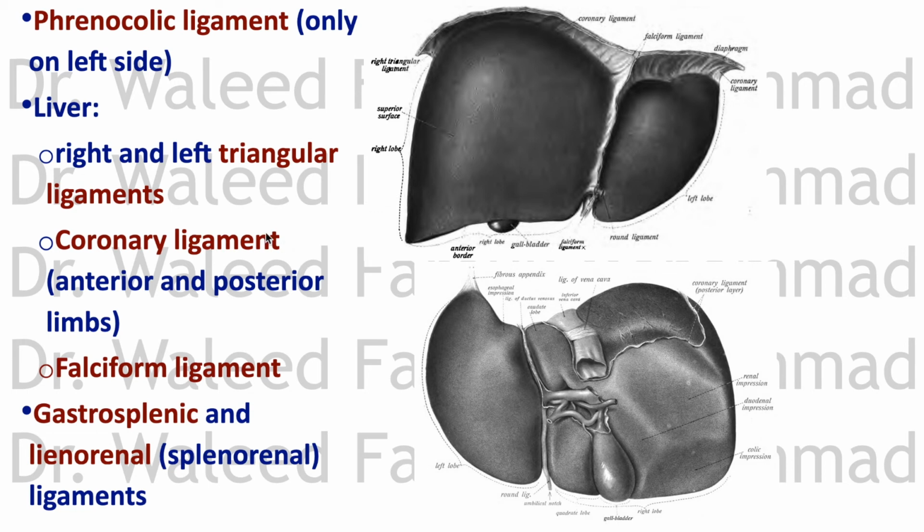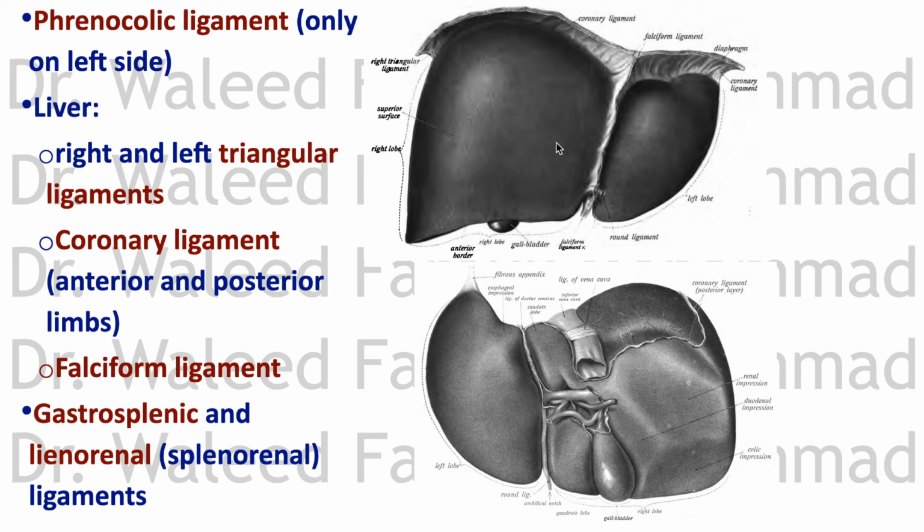Okay, another example are the ligaments. On the left side, the left colic flexure is higher than the right colic flexure. It's because it's attached to the fascia of the diaphragm by the phrenicocolic ligament, only on the left side.